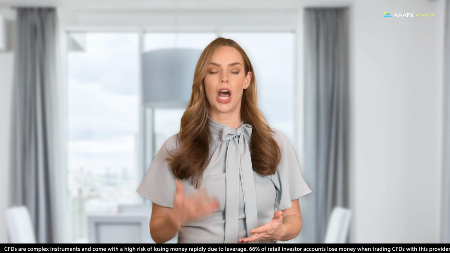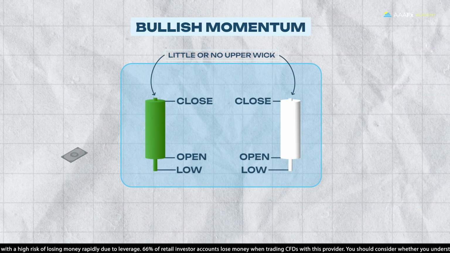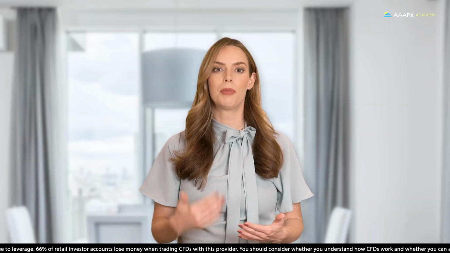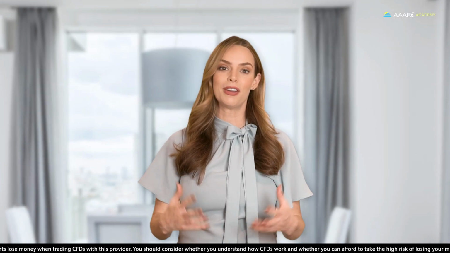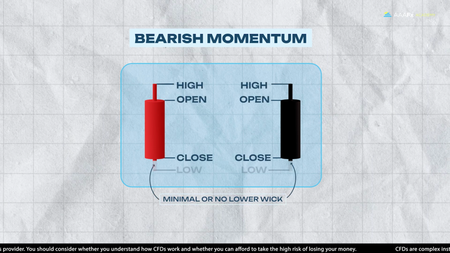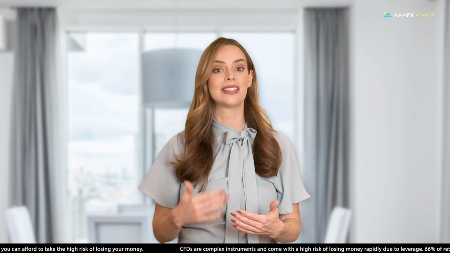Bullish momentum. A long bullish candlestick with little or no upper wick indicates strong upward price momentum. It suggests that buyers are in control and the price has significantly increased during the given time frame. Bearish momentum. Conversely, a long bearish candlestick with a minimal or no wick indicates substantial downward price momentum. This means that sellers are dominating the market and the price has decreased significantly. So you have learned what are bullish and bearish candlesticks.